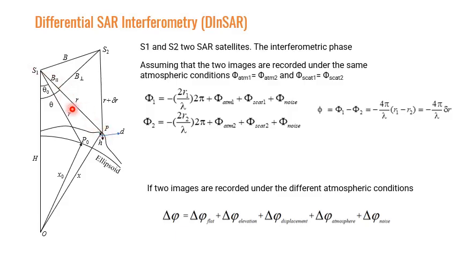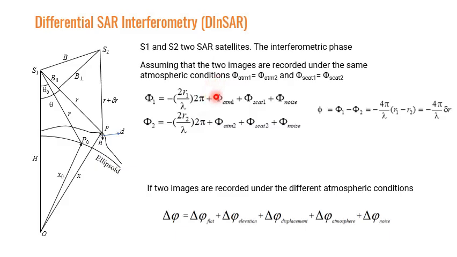In the first time, the S1 position acquires data from point P. But in the next time, the position S2 acquires the point P, but now the point P is not in this position. It is displaced to another point, maybe in this direction, in the range direction. So this point has a displacement called D. D is the deformation or displacement, and we want to know exactly what the displacement is and how to compute it from two images. So they call it differential InSAR interferometry.